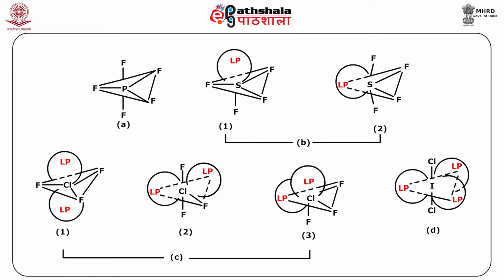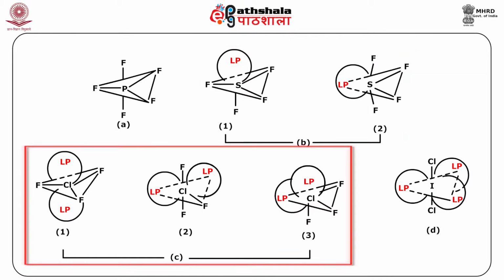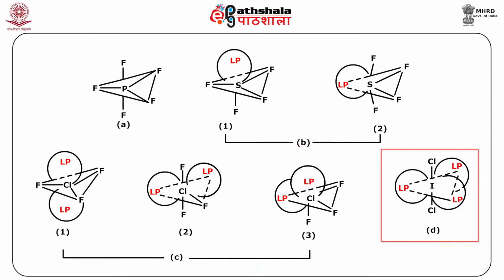Figure 2 shows the possible geometries of A, phosphorus pentafluoride PF5, B, sulfur tetrafluoride SF4, C, chlorine trifluoride ClF3 and D, dichloroiodate ion ICl2- on the basis of VSEPR theory.